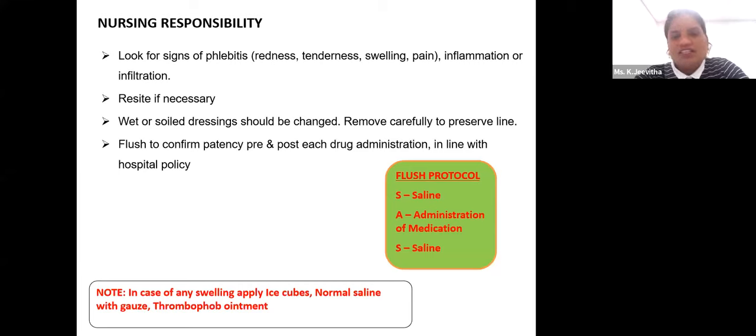And wet or soiled dressing, please try to change immediately, as early as possible, and flush to confirm the patency before administration of any drugs, because after phlebitis, it may lead to extravasation, infiltration, because the purpose is to administer the fluid, not to give any infection to a patient.